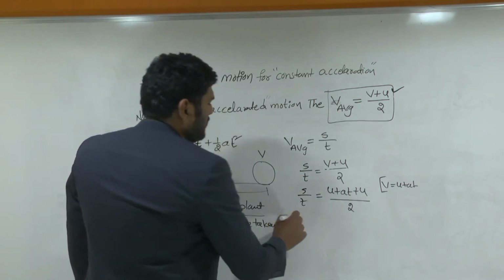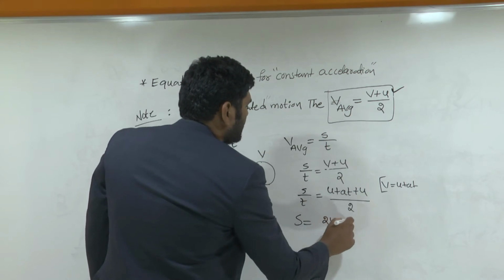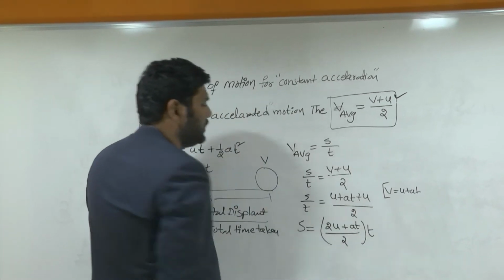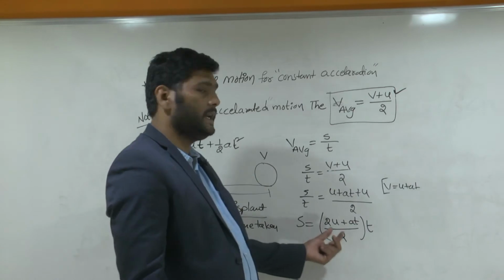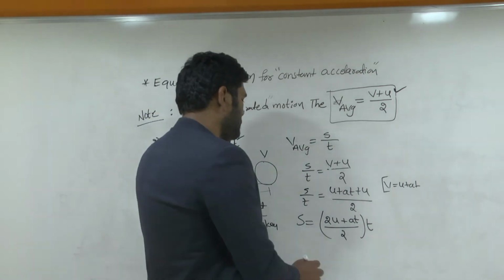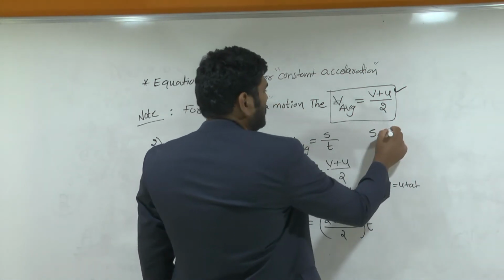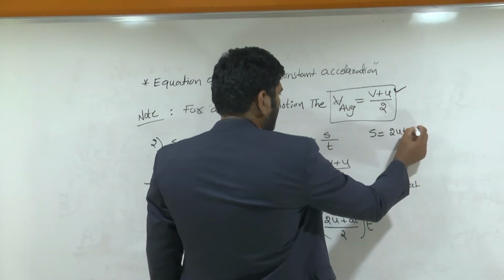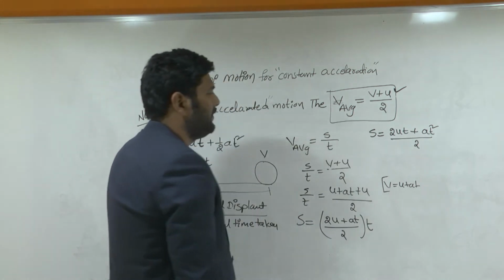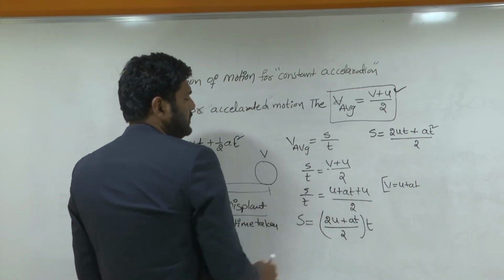From here again, s is equal to, I can write, 2u plus at by 2, of t. Okay, next, simplify this relation. If I simplify this relation, after multiplying this t inside the bracket, s is equal to 2ut plus at square by 2.